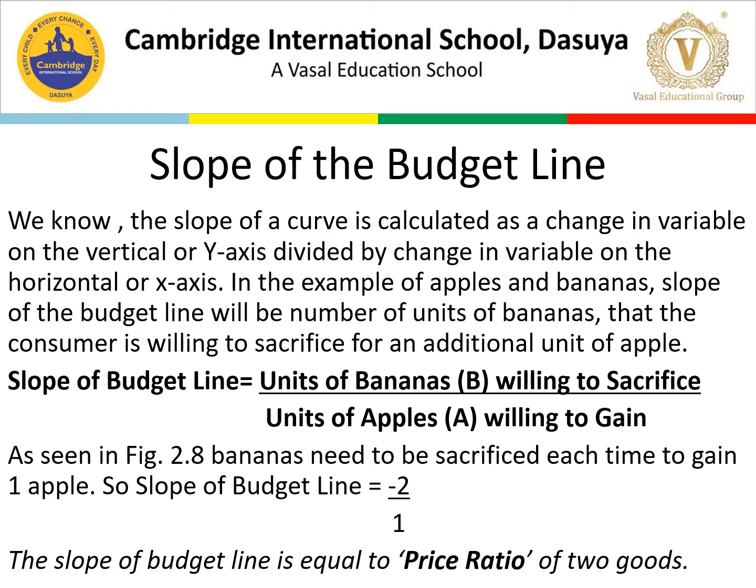On the basis of this, we have discussed the slope as seen in figure 2.8. Bananas need to be sacrificed each time to gain one apple. So if we have to gain one apple, we need to sacrifice two bananas. That is the point. The slope of the budget line is equal to the price ratio of two goods. We always call it the price ratio.